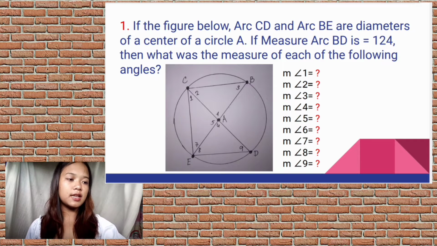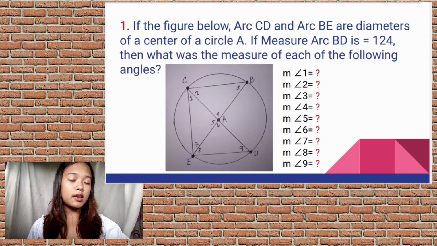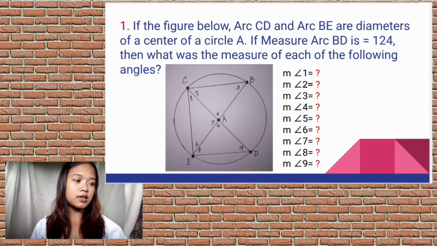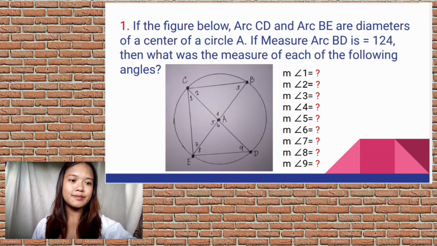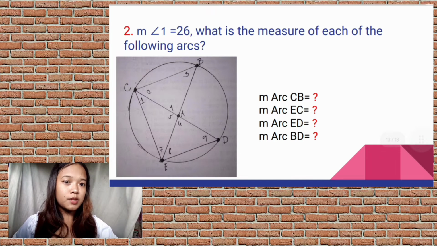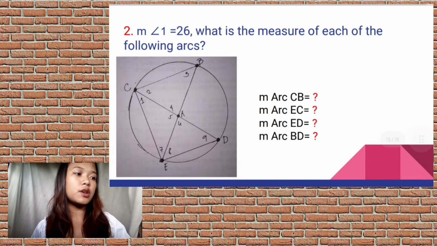So then angle 3 naman. To get angle 3, we need to add angle 2 and angle 4, then divide by 2, which equals 62 degrees. The same with angle 9, add then divide, equals 62. Angle 1, the measure of angle 1 is equal to 26 degrees.